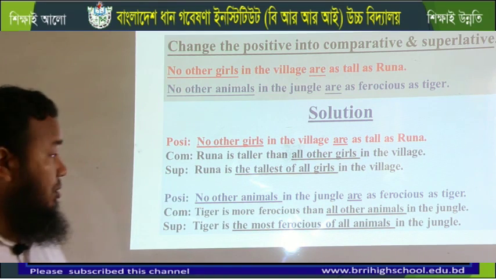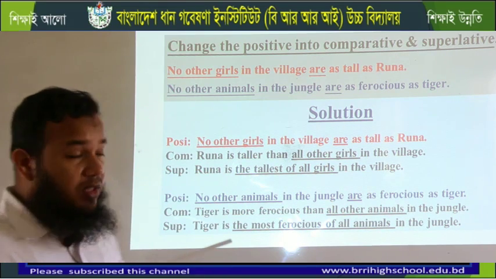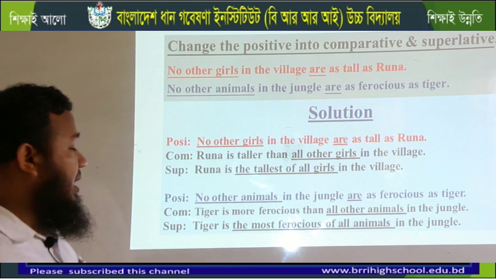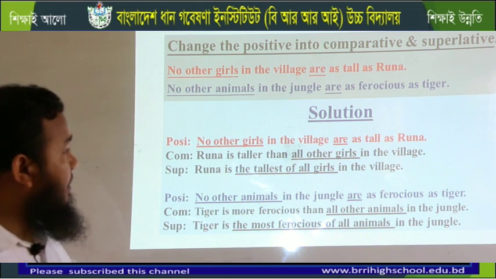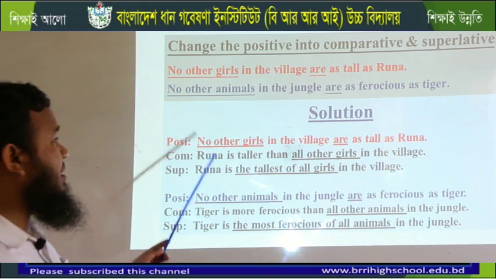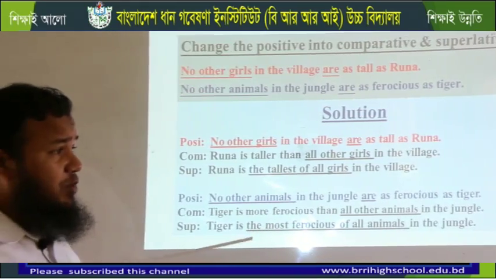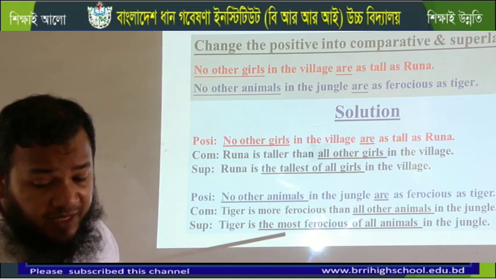In your grammar book all these items are given and you have all the rules. You have already understood all the rules. I think after participating in the class you will go to your textbook and it will be very effective in that case.